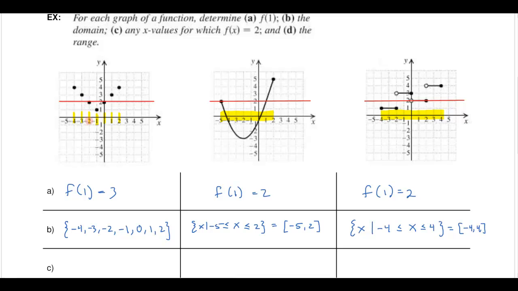You can see here, it's 2 where x is -2, and also where x is 0. Over here you can see it's 2 at -5, and also at 1.